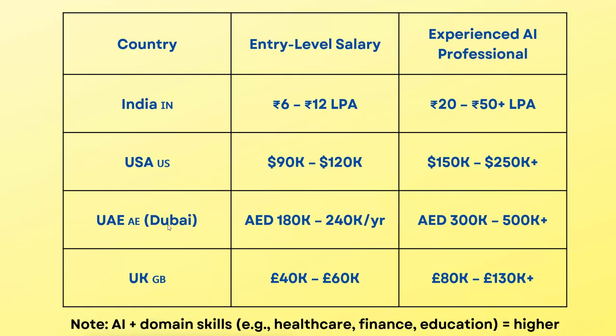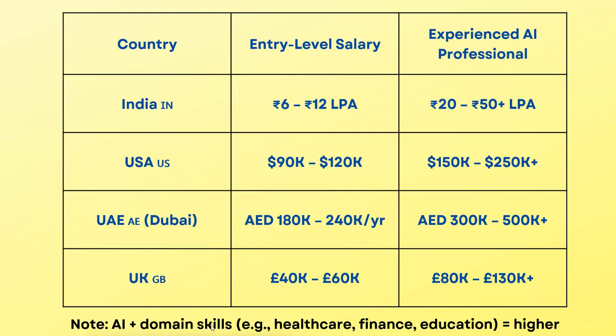In the UAE, that is Dubai, the currency we use is AED, 180k to 240k per year. And an experienced AI professional can get around 300k to 500k plus AED. In the UK, it comes under GBP, 40k to 60k. And an experienced AI professional can get around 80k to 130k.